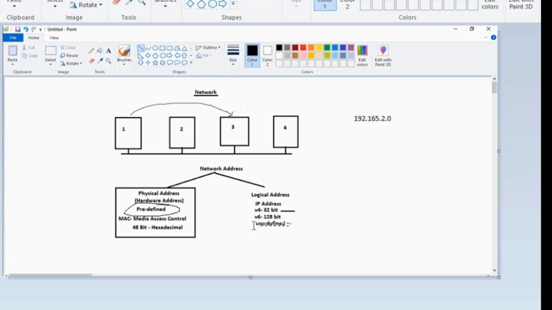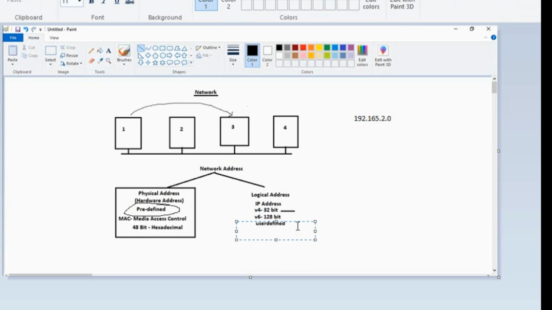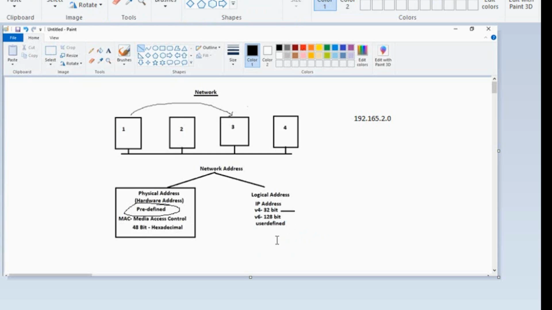And obviously I have to explain this one to you, the user defined. So user defined, obviously this one is predefined and this one is called user defined. With the user defined, you can change your IP address again and again as much as you want, but the MAC address, which is the local area network address, you cannot change. So this is about user defined and predefined. So I'm going to wrap up this one.